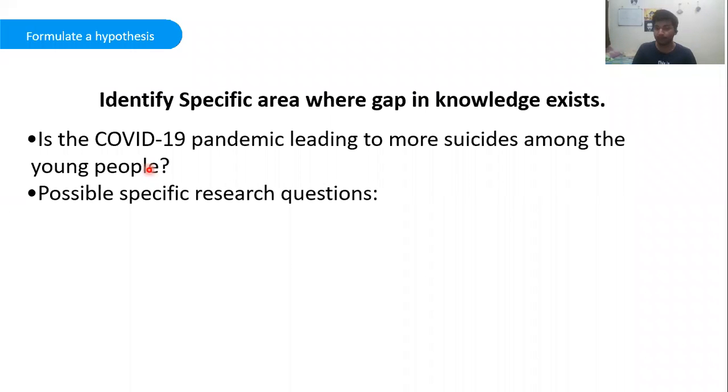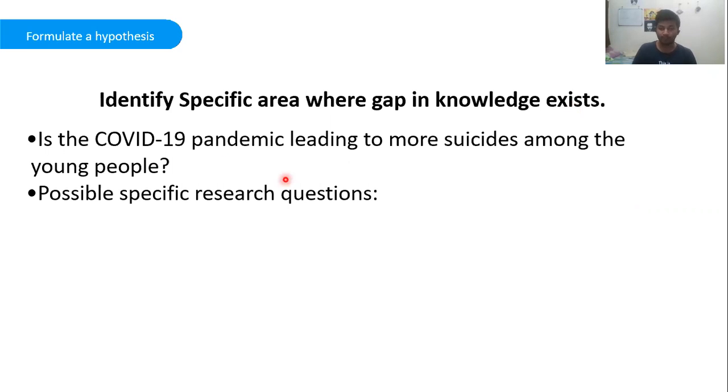Because remember, once we do this, we have to go through the medical literature, and we have to check the research papers. So we have to identify where the gap in knowledge exists. We remember the final criteria. It has to be novel. How will it be novel? It has to fill the lacunae in the existing knowledge. Right? So we have to focus on things we don't already know.